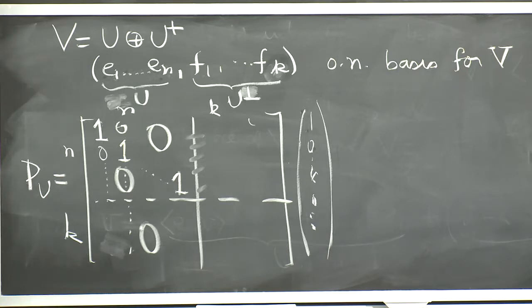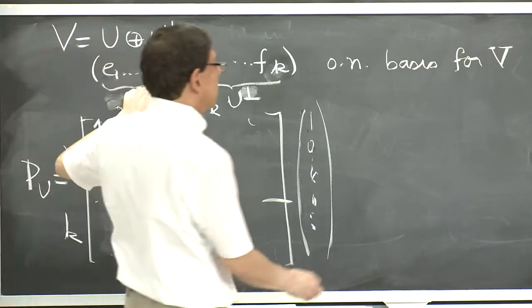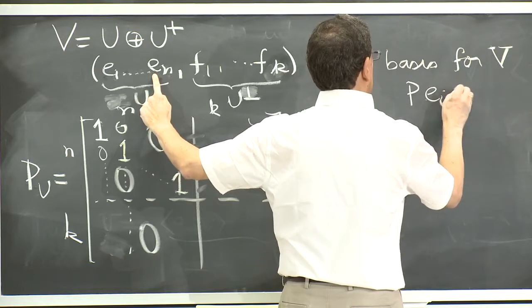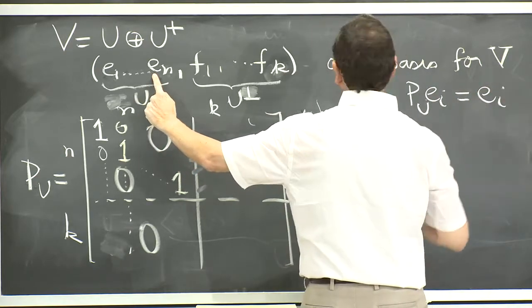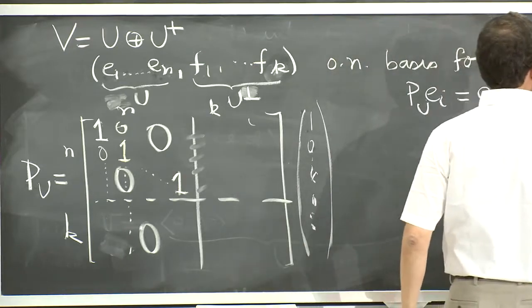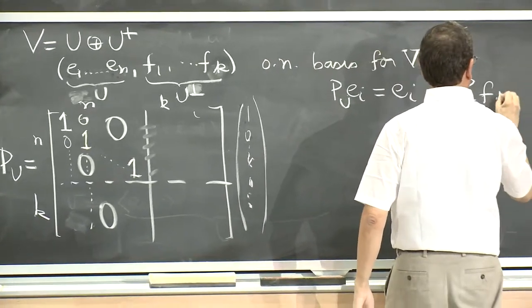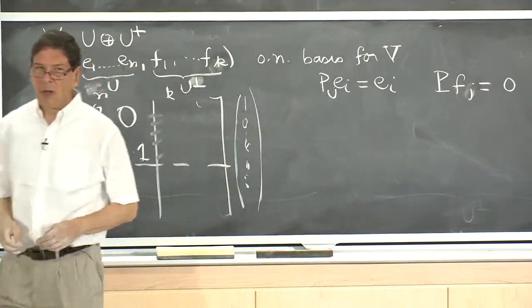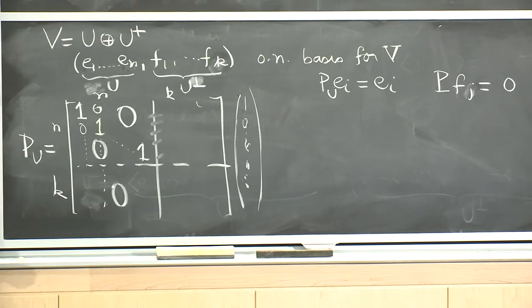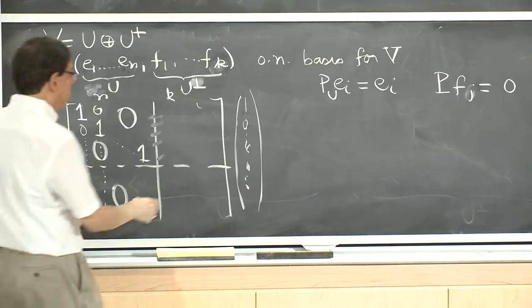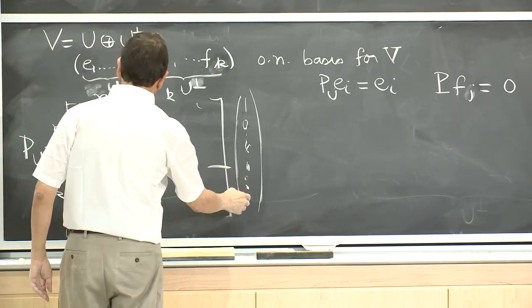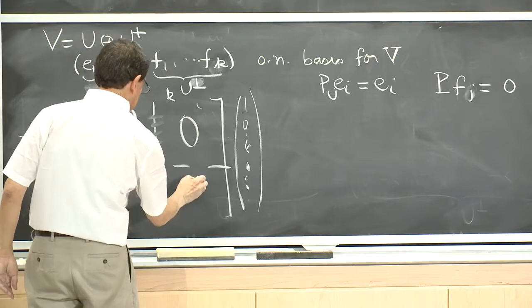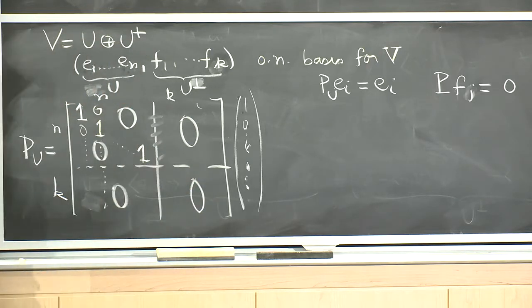That will do the job of letting this projector act on any of the Es. P on any of the Ei should give you the Ei. But P acting on any of the Fj should give you 0, because Fj is in the orthogonal subspace. So you should get 0 whenever you put any of these vectors here. So actually, this will require a 0 here and a 0 there. So this is the projector for U.